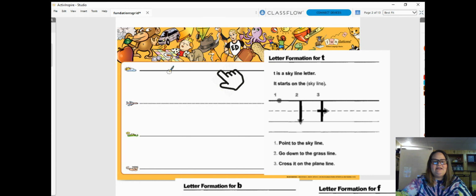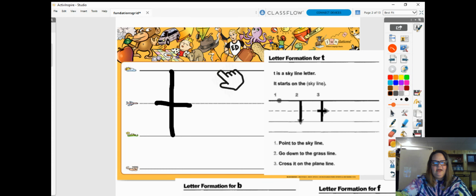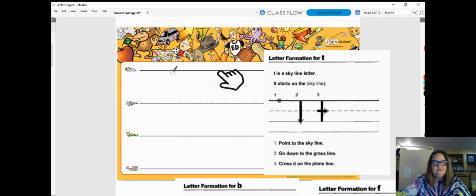All right, we're going to start at the skyline because T is a skyline letter. It starts on the skyline. We're going to point to the skyline. We're going to go down to the grass line. And then we're going to pick up our pencil and cross on the plane line. Okay? Let's try one more time. We're going to point to the skyline, go down to the grass line, pick up your pencil, and cross on the plane line. All right.